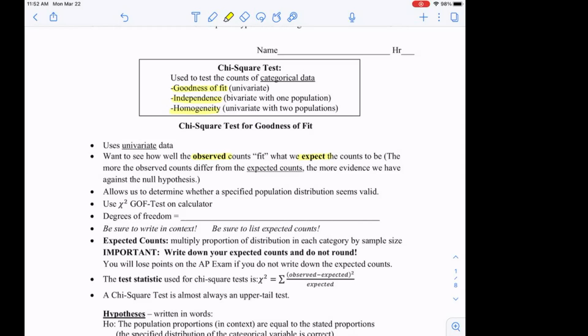The one we're going to talk about first is that goodness of fit test that we already looked at on our calculator. We already talked about our degrees of freedom. It is the number of categories minus 1. Okay.